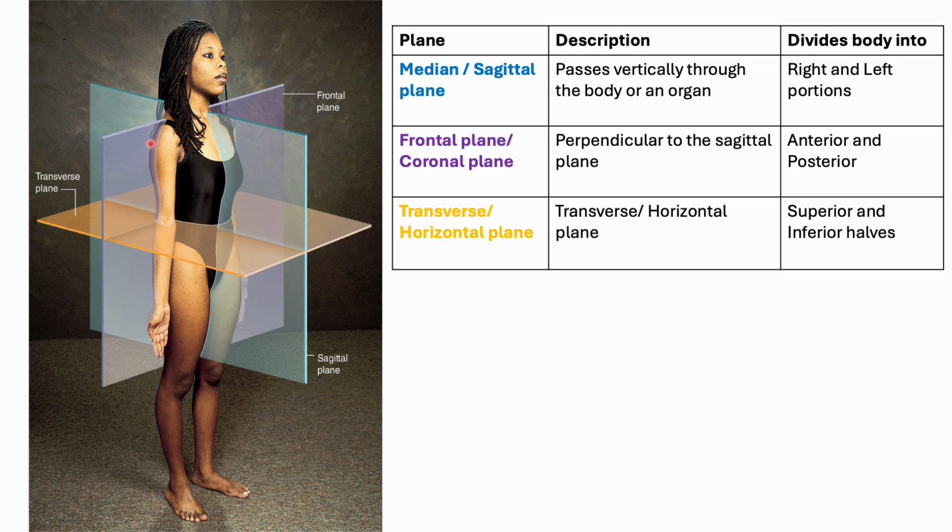And then we have transverse and horizontal plane. So transverse or horizontal plane here in orange. This divides the body into a superior half and an inferior half. We need to know your planes. You need to know how to describe them and what they divide the body into.